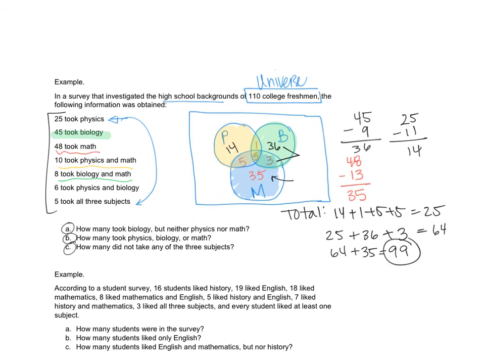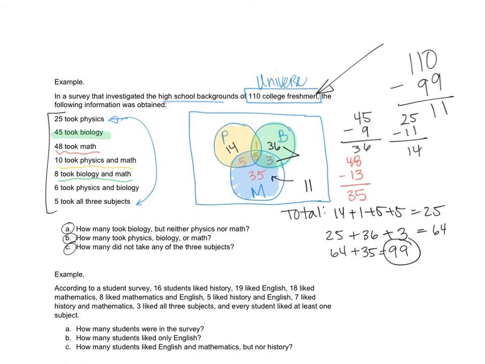Now remember, we said that there was supposed to be 110 college freshmen that we're talking about in this survey. So what's going on with them? Well, they don't take physics, bio, or math. They're living outside of those circles. So 110 minus those 99 leaves us with 11. So there's 11 people that would be living out there. They're not sitting inside any of those circles.